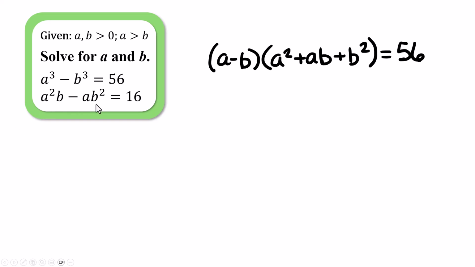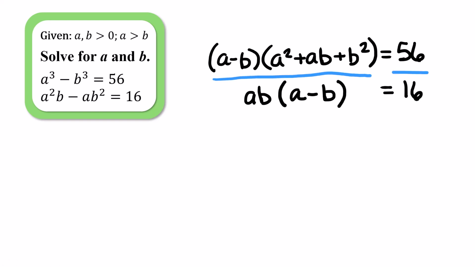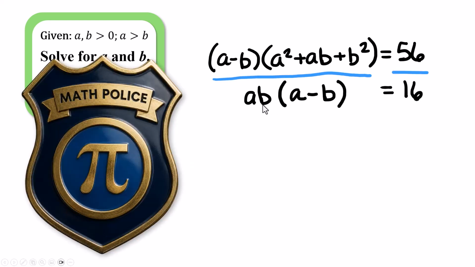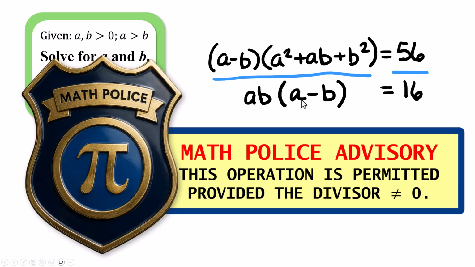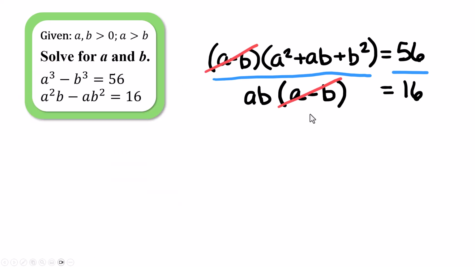Now, the second one's a little easier. I can just take an a and b out of both of those terms, and we are here. Now, you see this a minus b and a minus b? I'm going to divide each side by what's underneath it. And if I do that, I get to cancel the a minus b's.